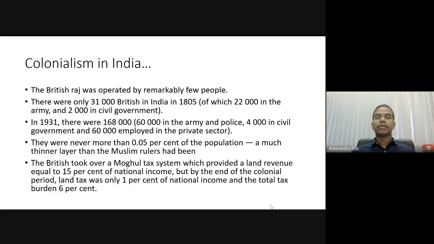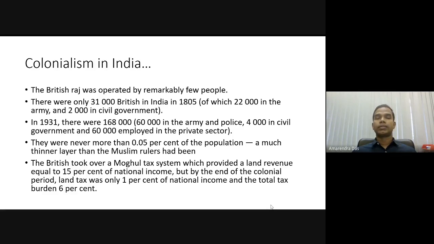Now, if you see the same number in 1931, it had increased to 1,68,000 British people working in India, of which 60,000 were in the army and police, 4,000 were in the civil government, and 60,000 were employed in the private sector. But if you look at the percentage of these British people in the total population, it was less than 0.05%.